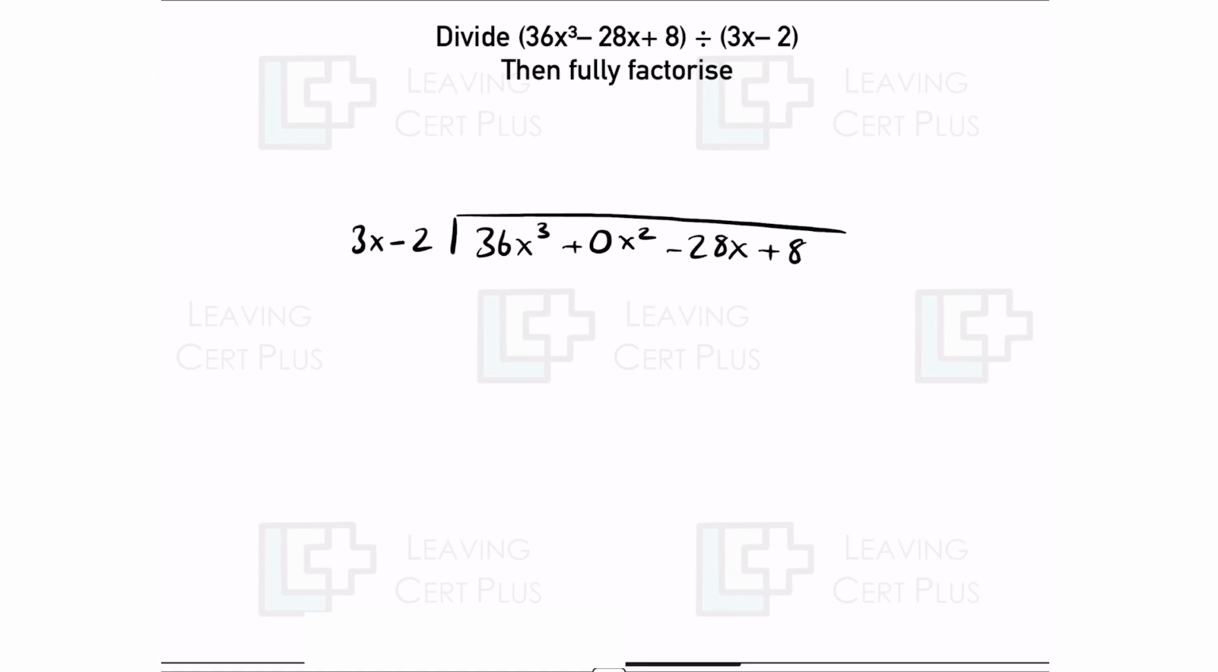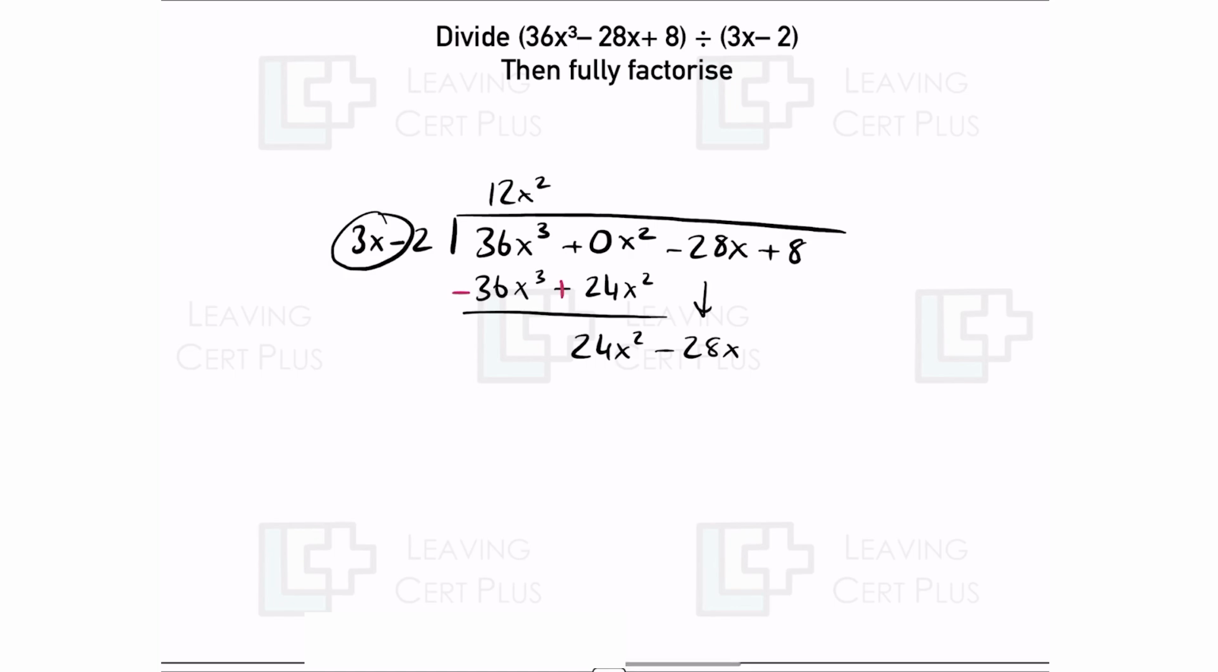We're asking what do we need to multiply that by to get this. The answer is 12x squared. Then you've got to multiply in that 12x squared, so you get 36x cubed, and you get minus 24x squared. Then you want to take them away, so that's negative, that's positive, so you've got positive 24x squared, and you can bring down that negative 28x. Then you're asking what do I need to multiply my 3x by to get 24x squared. That's going to be positive 8x.